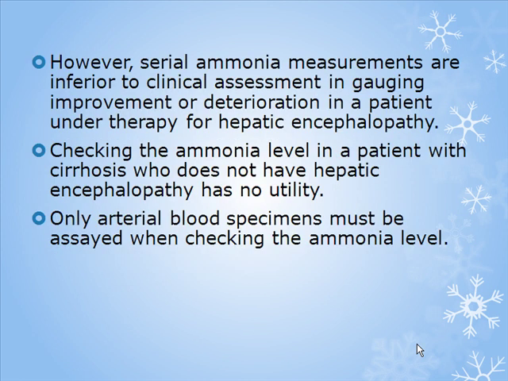However, serial ammonia measurements are inferior to clinical assessment in gauging improvement or deterioration in a patient under therapy for hepatic encephalopathy, and checking the ammonia level in a patient with cirrhosis who does not have hepatic encephalopathy has no utility, and only arterial blood ammonia specimens must be assayed when checking the ammonia level.